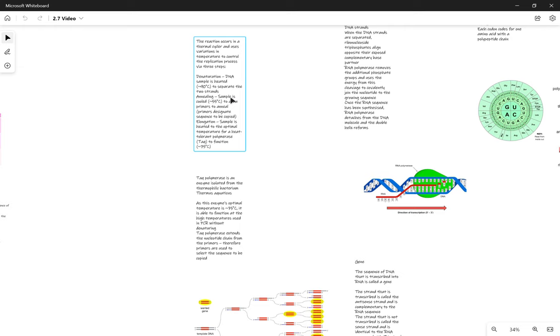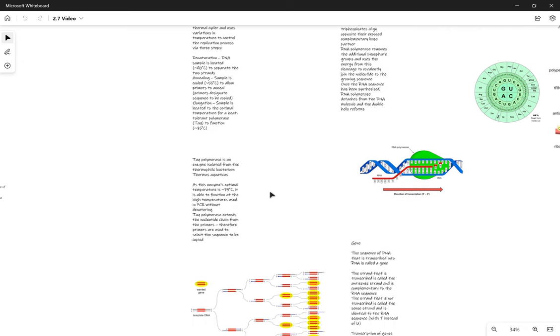Annealing is when the sample is cooled to allow the primers to anneal. So the primers designate the sequence to be copied, and elongation, the sample is heated to the optimal temperature for heat-tolerant polymerase, the Taq, to function.